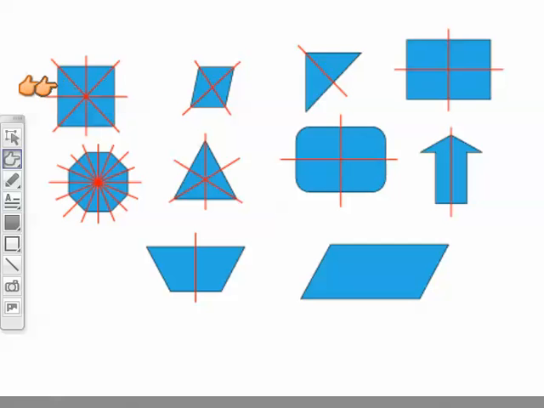In this square, equal angular, equilateral, or regular quadrilateral has 4 lines of symmetry.